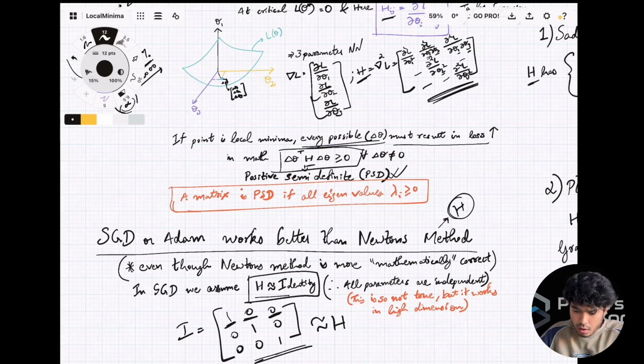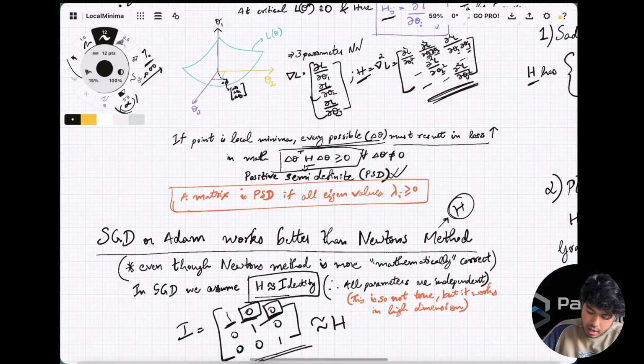So let's try to understand what this means. This means that theta 1 and theta 2 are independent because there is no value there. Theta 1 and theta 3 are independent. Theta 1 only depends on theta 1. Theta 2 only depends on theta 2. Theta 3 depends only on theta 3. And all the other ones are 0.